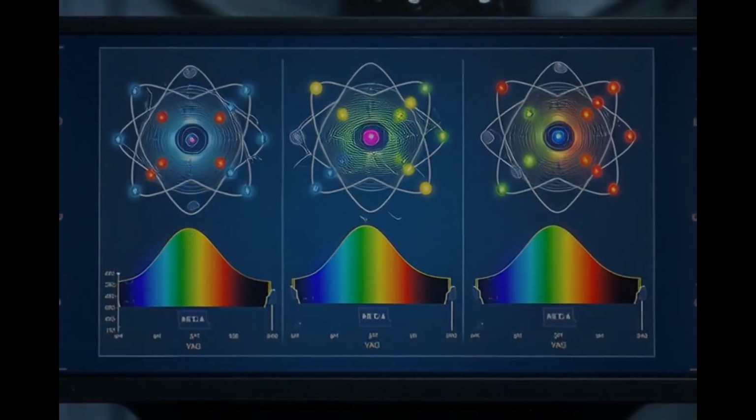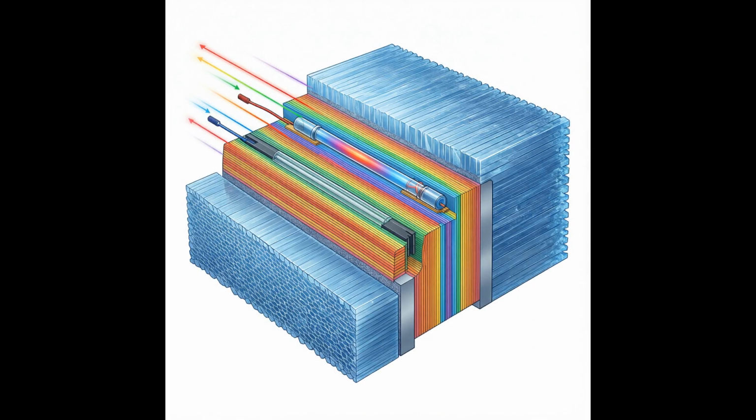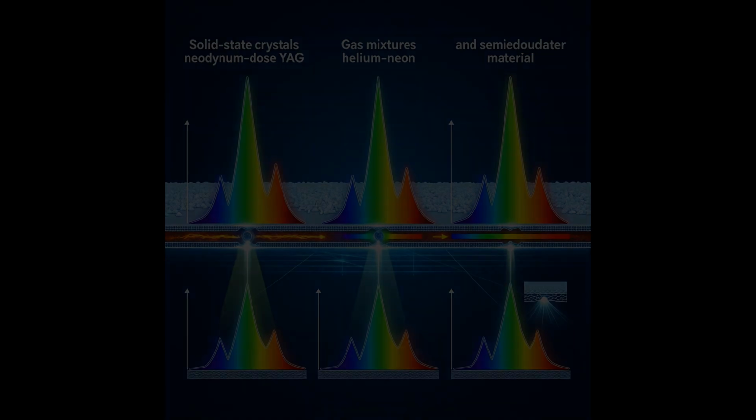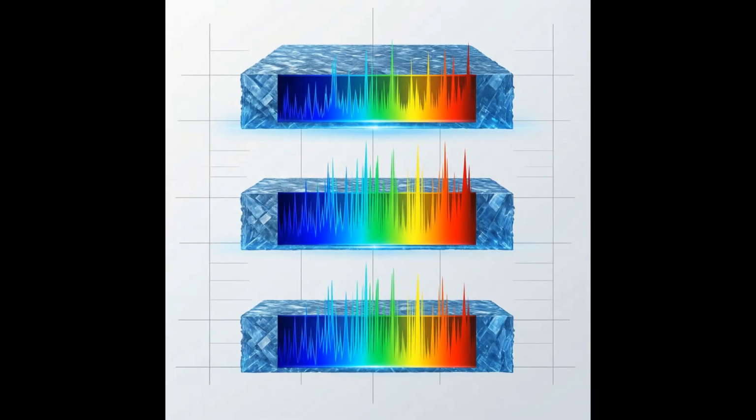The choice of gain medium fundamentally dictates both the operational wavelength and amplification efficiency of any laser system. This selection relies on specific electronic band structures that define available energy transitions for photon emission. For instance, solid-state crystals like neodymium-doped YAG utilize discrete atomic levels to produce stable infrared light at 1064 nanometers.